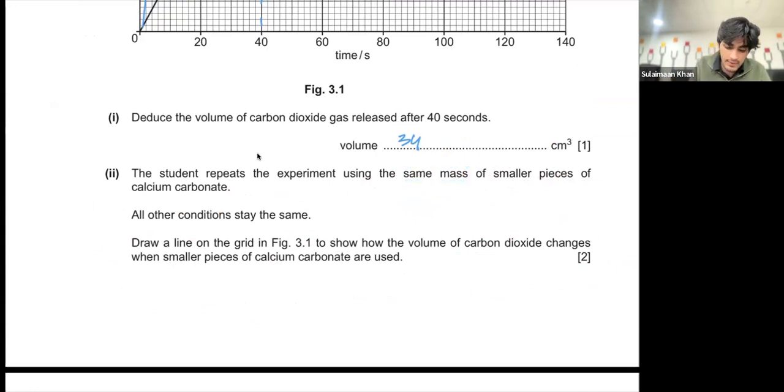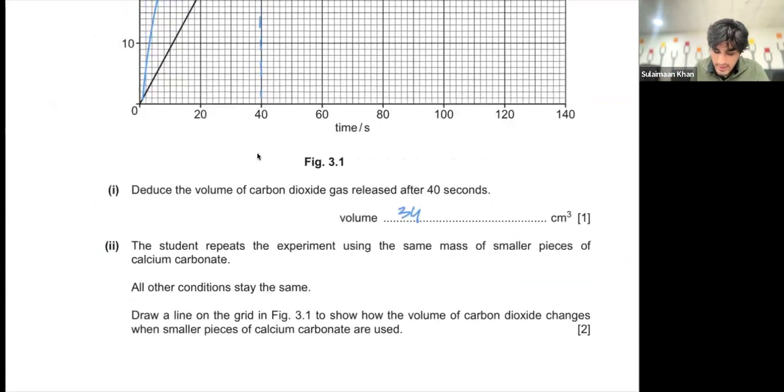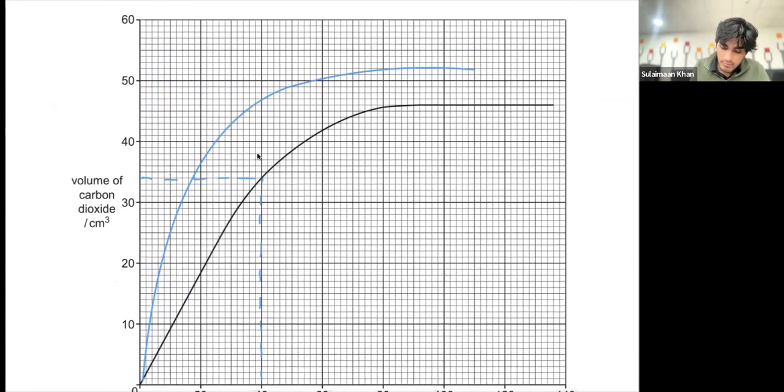Okay, but it's the same mass. So you realize that it says draw a line on the grid to show how the volume of carbon dioxide changes. So how does it change? Because if all the mass and everything else is the same, I now know that the volume of carbon dioxide produced, sorry for my pathetic curve, you get the point, you get the gist of it, but we're still going to work our way through it.